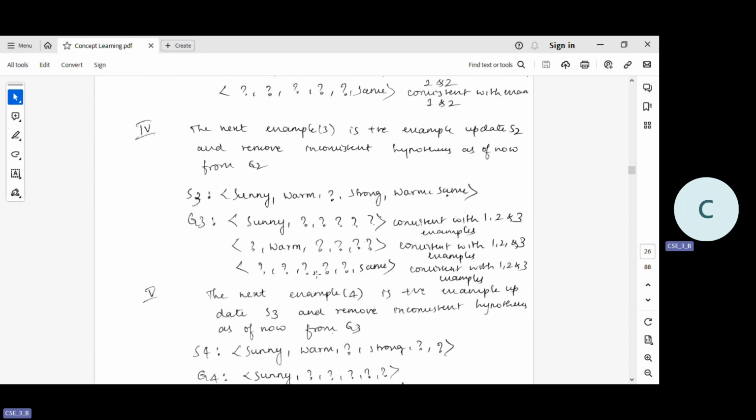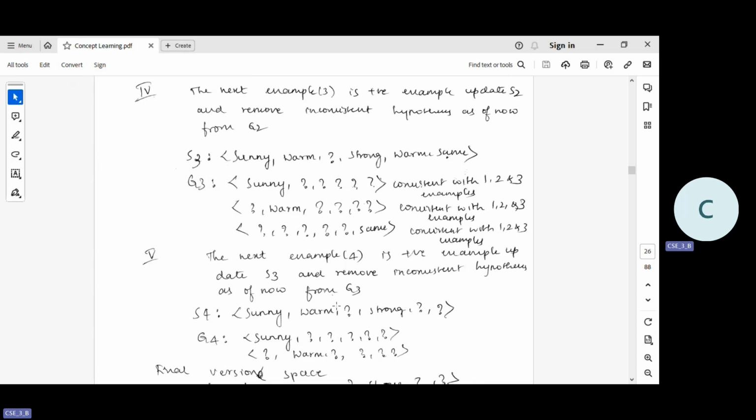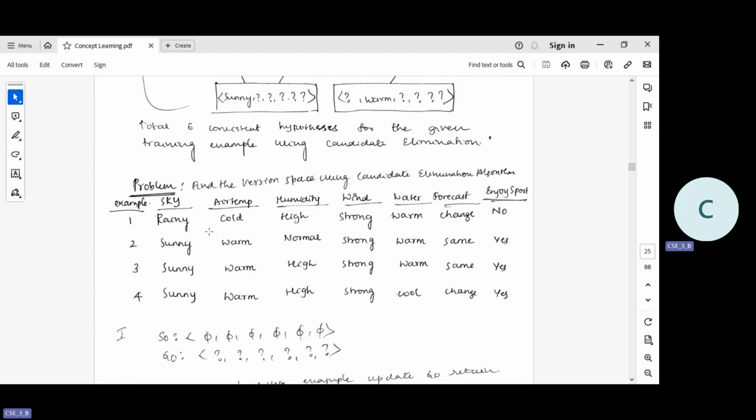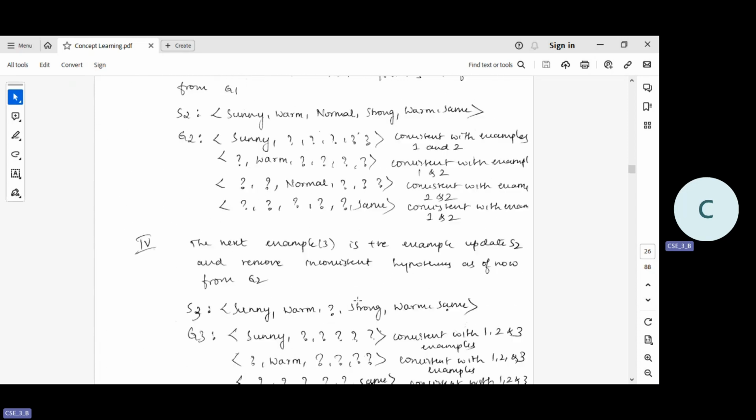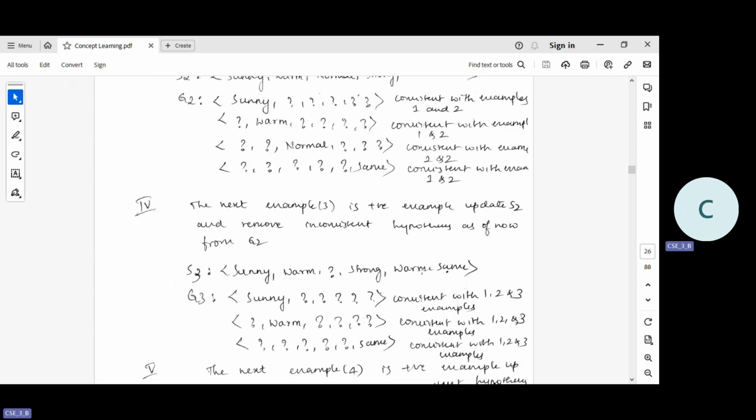Is there any inconsistent hypothesis in the generic boundary? That has to be removed. That is the inconsistent one. Next, it is a positive example, so we are removing the inconsistent hypothesis from the G3. We can see here sunny, warm, question mark, strong, warm, same. Sunny, warm, question mark, it is matched. Here it is strong, cool and change. And here strong, warm and then change.